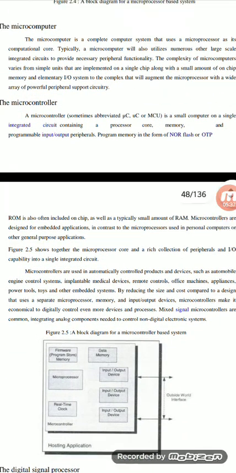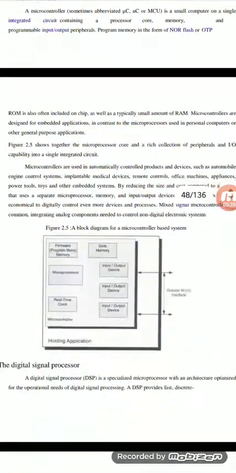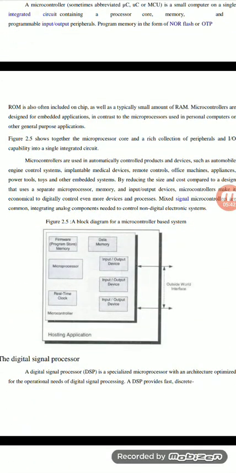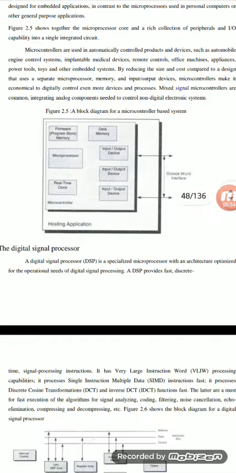Okay, next, let's go to microcontrollers. See, guys, this is a microprocessor block diagram, and this is a microcontroller block diagram. What's the difference between a microcontroller and a microprocessor? It's the same. But the input and output devices are different and the memory size is different.